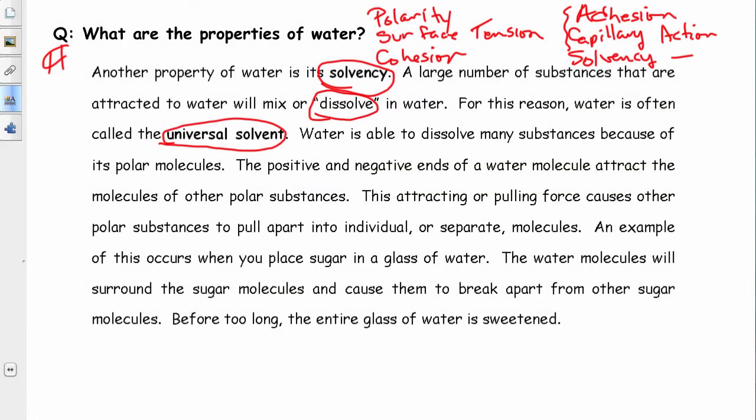Let's make sure that we have paragraph 4 marked. Descriptions: solvency, dissolve, solvent. We mentioned earlier that these are all linked together. Solvency, dissolve, solvent, these all have a root word, solve, or to dissolve. But the root here is to pull apart, to mix up. Let's just write that in. Solvency, to dissolve, to pull apart.